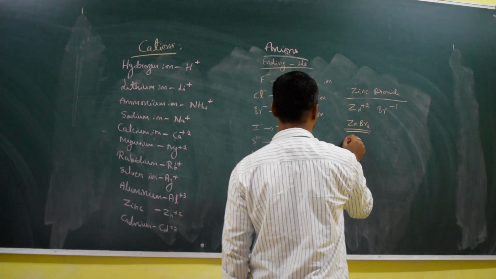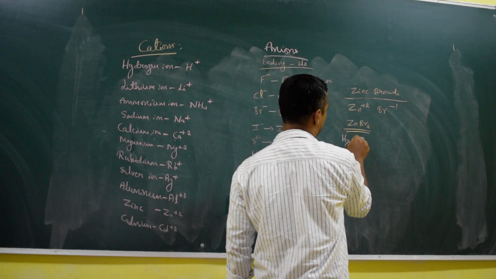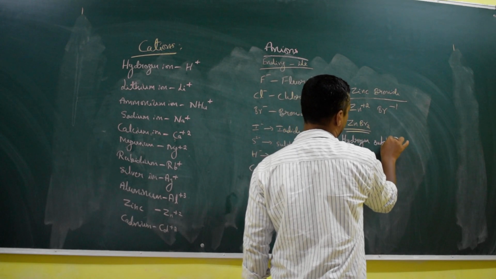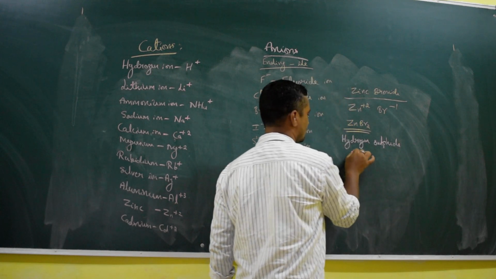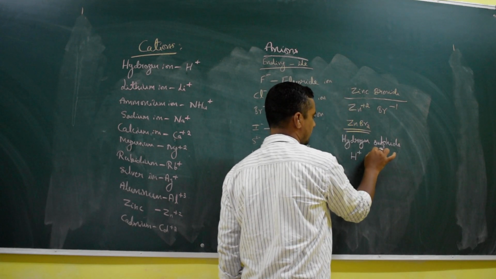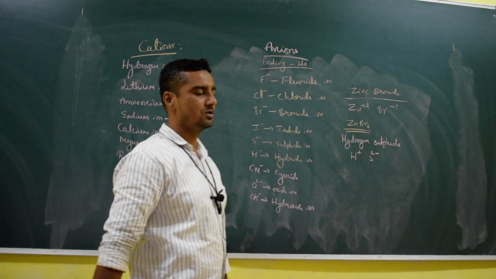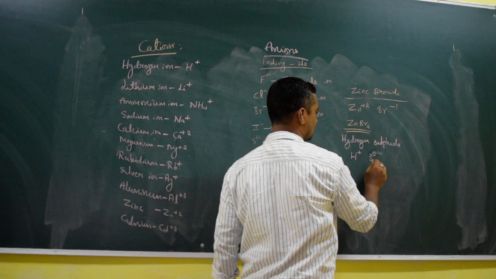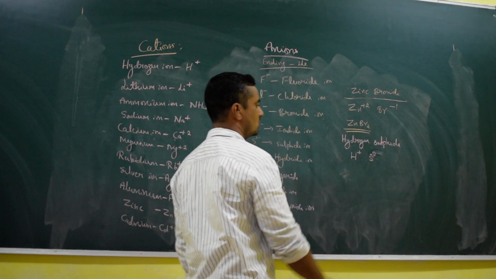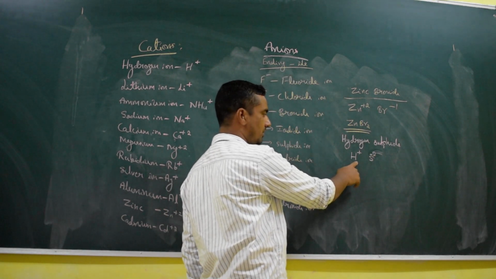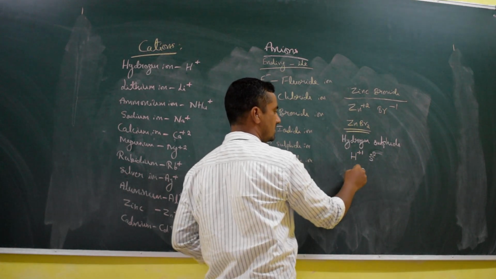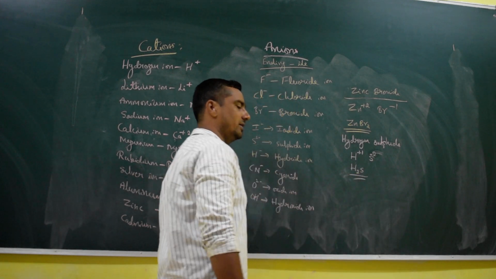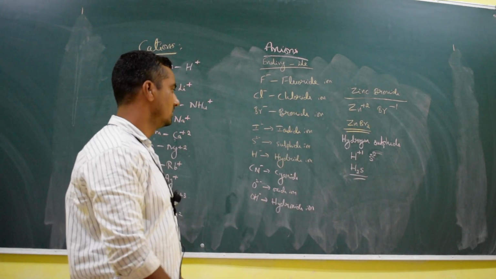Hydrogen sulfide. This is H plus, and this is S2 minus, sulfide. So that is minus 2, and both are the same in magnitude. Then this 2 is shifted to the lower portion of hydrogen, and this 1 is shifted to the lower portion of sulfur. Then it becomes H2S. The formula of hydrogen sulfide is H2S.